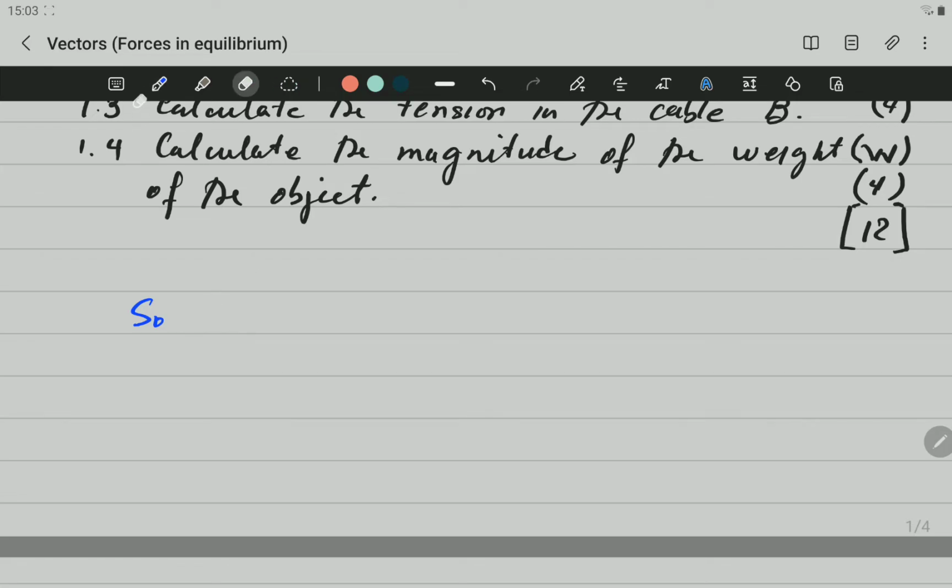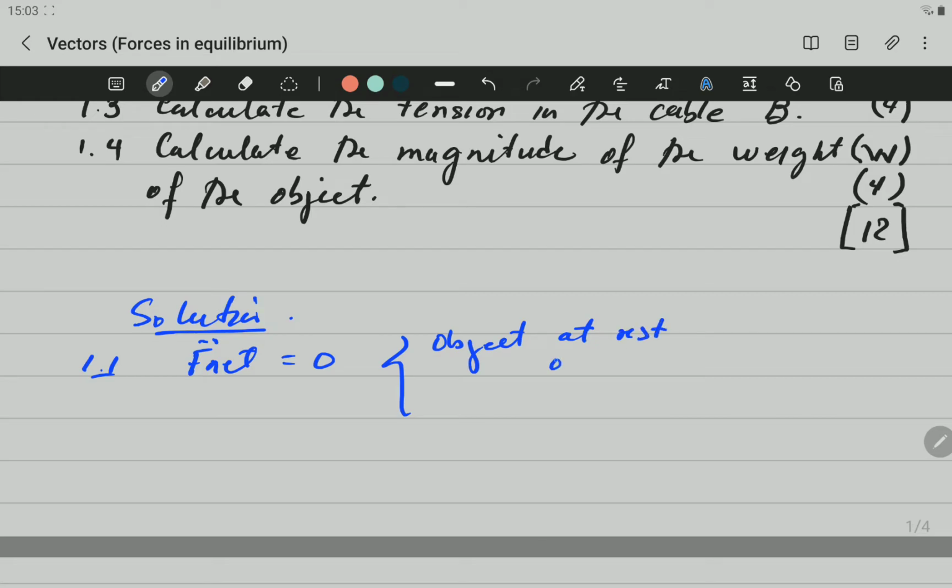So let's write here the solution. The first one, equation 1.1: F net is equal to 0. Remember, if F net is equal to 0, then the object is either at rest or moving with constant velocity. And constant velocity means straight line and same speed. This is the important thing. This is Newton's first law in actual fact. Okay, so that is important. Let's go to the next one.